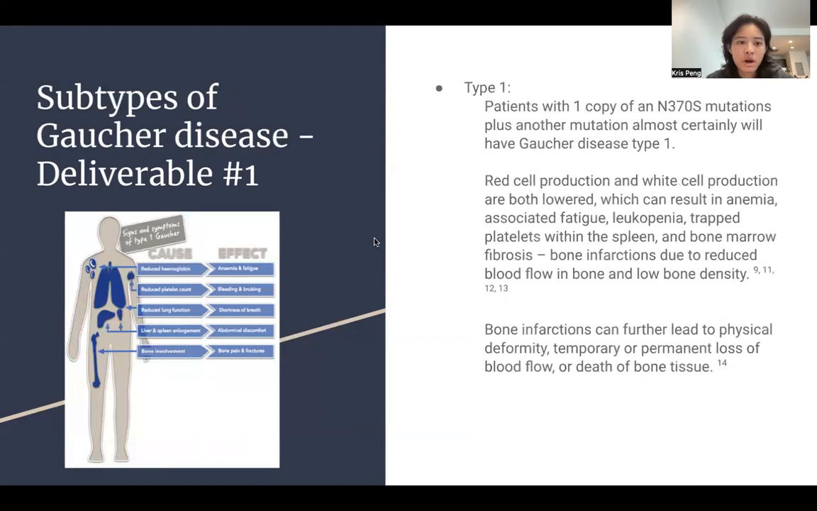So there are three subtypes of Gaucher disease. The first one is type 1. Patients with one copy of an N370S mutation plus another mutation almost certainly will have Gaucher disease type 1. Red cell production and white cell production are both lowered in this case, which can result in anemia, associated fatigue, leukopenia, trapped platelets within the spleen, and bone marrow fibrosis, which is bone infarctions due to reduced blood flow in bone and low bone density. Bone infarctions can further lead to physical infirmity, temporary or permanent loss of blood flow, or death of bone tissue.